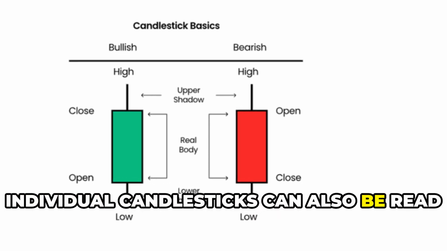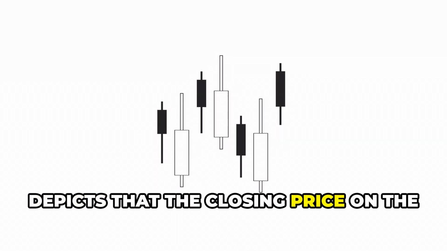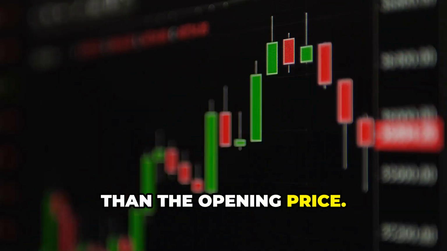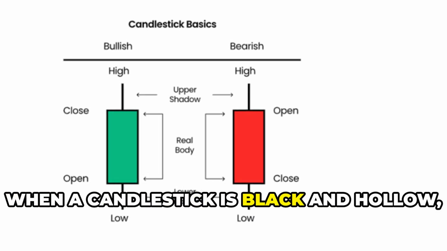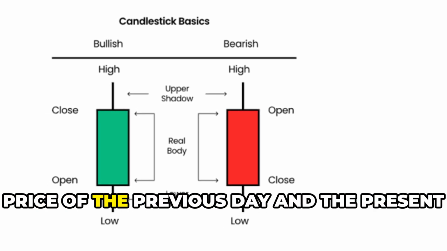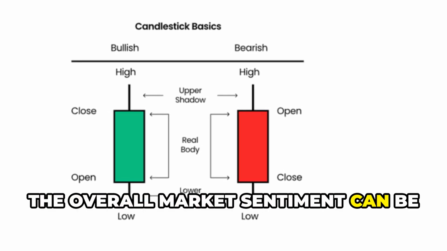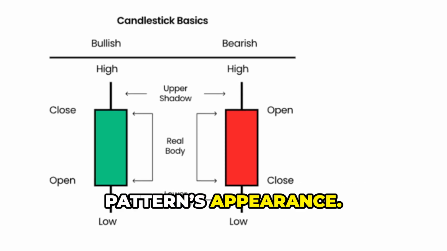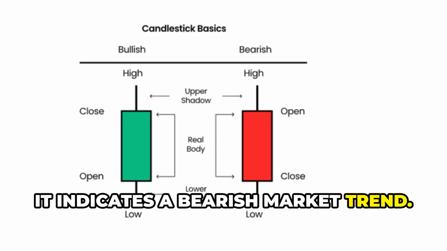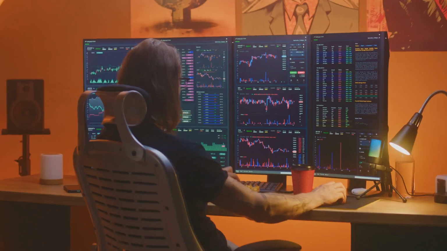Individual candlesticks can also be read according to how their bodies are filled. A candlestick filled with black color depicts that the closing price on the current trading day is greater than the previous day's closing price, but lower than the opening price. However, when a candlestick is black and hollow, it indicates that the closing price on the current day is more than the closing price of the previous day and the present day's opening price. The overall market sentiment can be understood by looking at the candlestick pattern's appearance. If more than two red candlesticks appear simultaneously, it indicates a bearish market trend. If more than two green candlesticks appear simultaneously, it shows a bullish market trend.